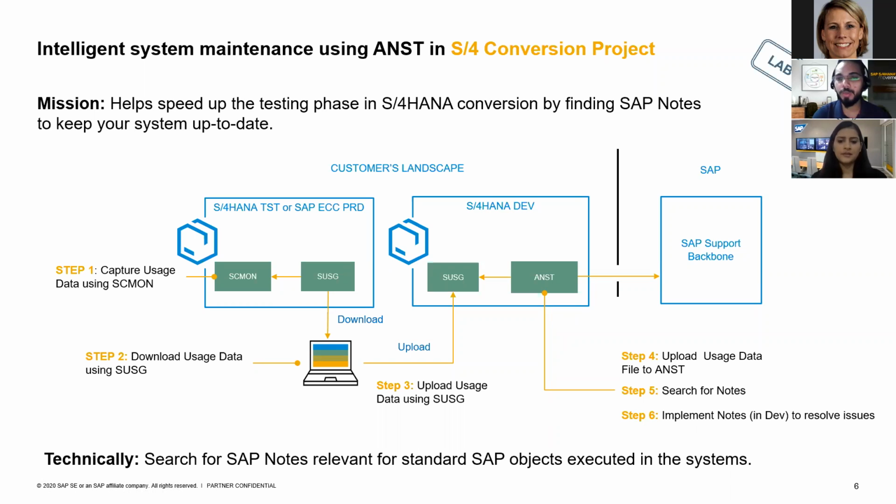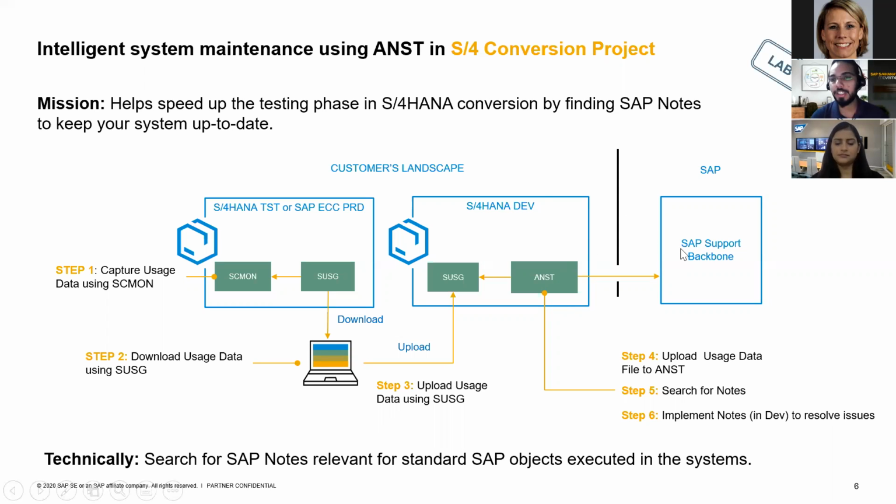We also have a demo planned in the second part of this presentation, where Hina will go through this entire process and explain how it works. Maybe I will also touch upon some other aspects. One more topic would be what actually happens on the SAP side. How is SAP able to identify the list of nodes that is relevant for the system? So what happens when you upload the data in ANST?